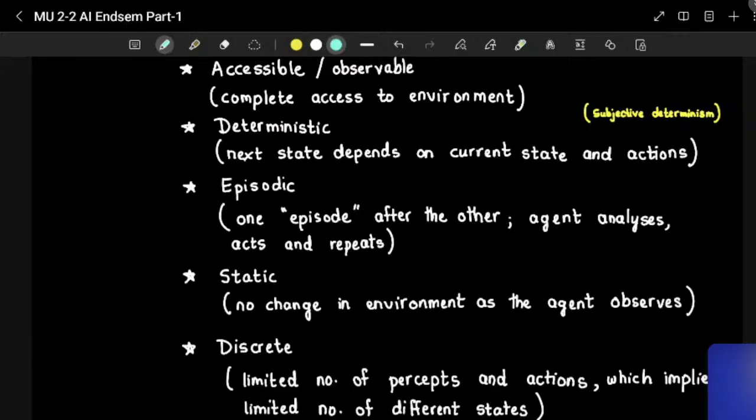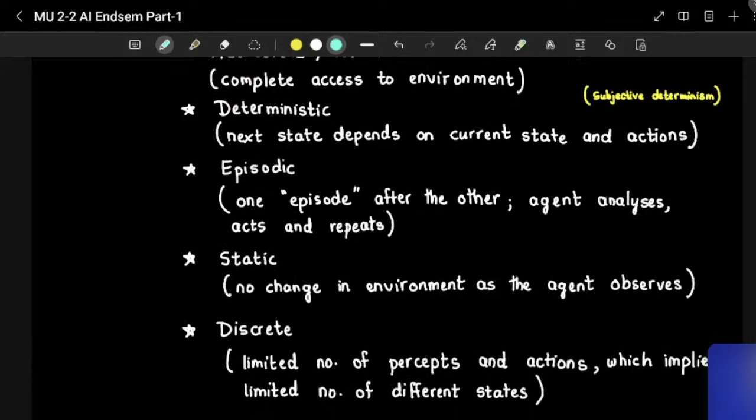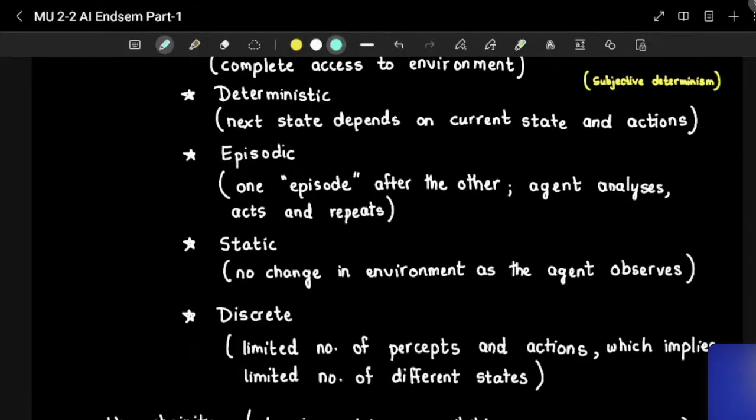If you can do that, then you can determine what the weather is going to be like tomorrow, but you can't do that. So that becomes subjective determinism. It feels like it's non-deterministic, but it's not non-deterministic. It's actually subjectively deterministic.